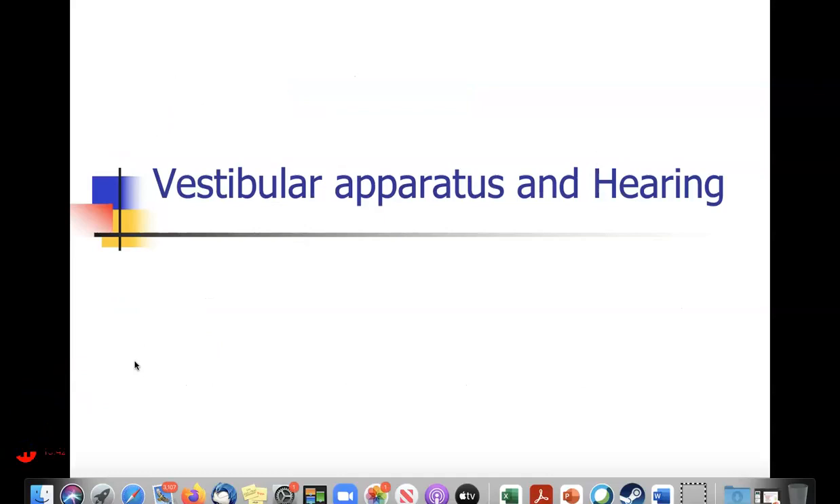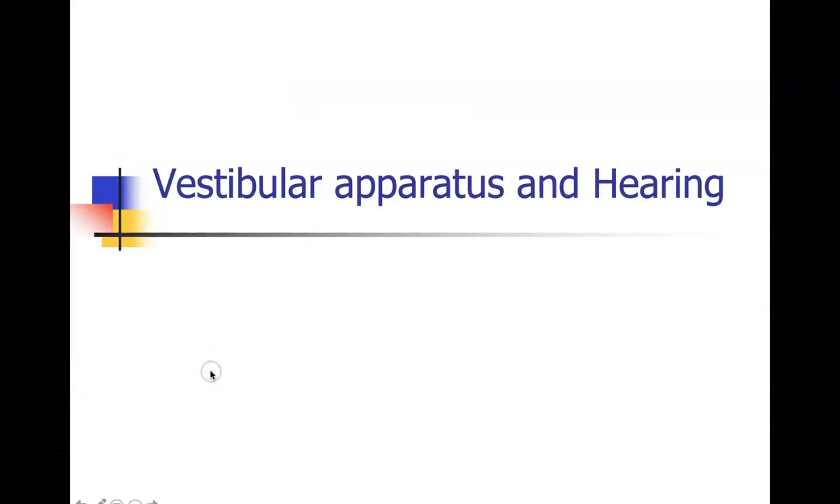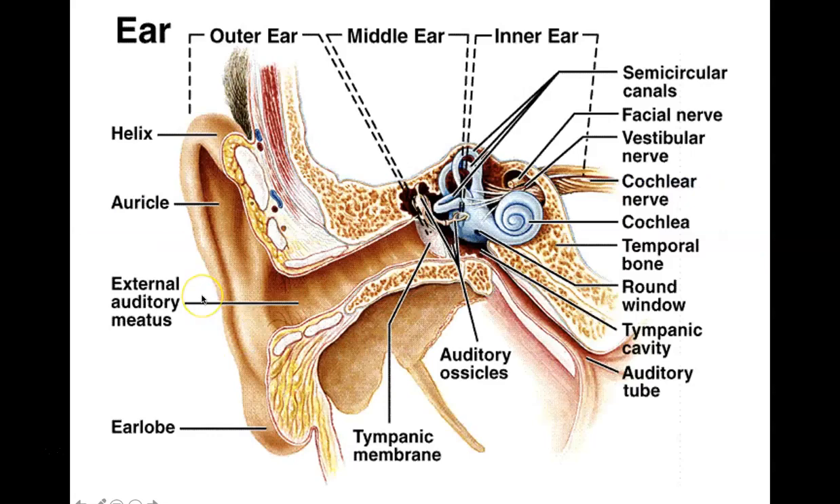So the next one we're going to talk about is the vestibular apparatus and hearing. And all of these structures in the ear you probably remember from anatomy, but we'll review some of them here. So the external part of the ear, the outer ear, consists of this auricle here, and then the external auditory meatus, terminating in this tympanic membrane here. And those tiny little ear bones, the auditory ossicles, go from that tympanic membrane to this tympanic cavity here, okay?